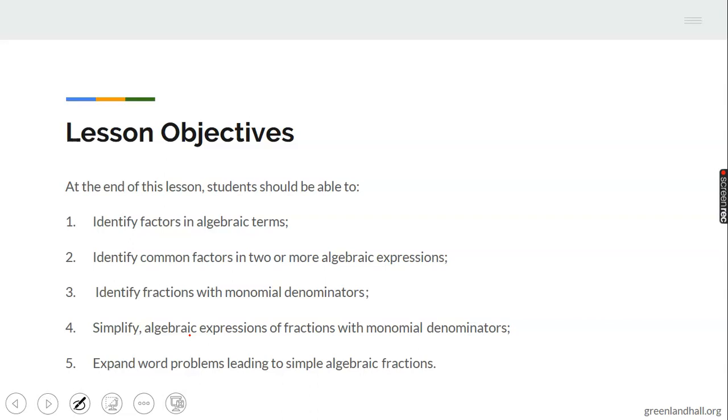Okay, now let's look at the lesson objectives. That is, the focus of why this lesson is put into play. The first is you are to identify factors in algebraic terms. You are to identify the common factors in two or more algebraic expressions. You are to identify fractions with monomial denominators. We are going to look at what a monomial denominator is all about. Then you must be able to simplify algebraic expressions of fractions with monomial denominators. Then you must be able to expand word problems leading to simple algebraic fractions.